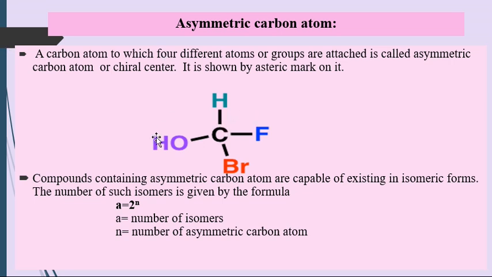Suppose we consider this compound, then this OH is different, hydrogen, fluorine and bromine. A carbon atom to which four different groups or atoms are attached is called an asymmetric carbon atom or chiral center. Compounds containing an asymmetric carbon atom are capable of existing in isomeric forms, and the number of such isomers is given by the formula A equals 2 raised to n, where A is the number of isomers and n is the number of asymmetric carbon atoms.